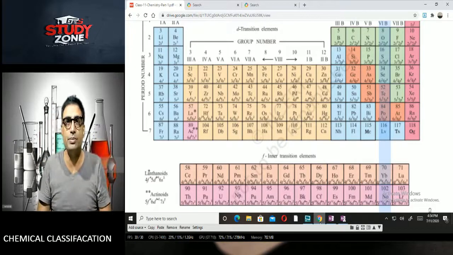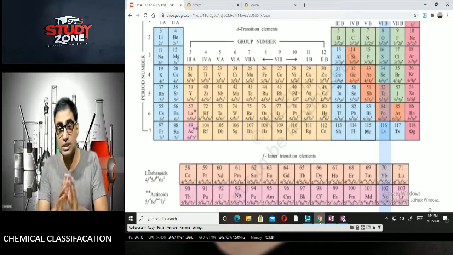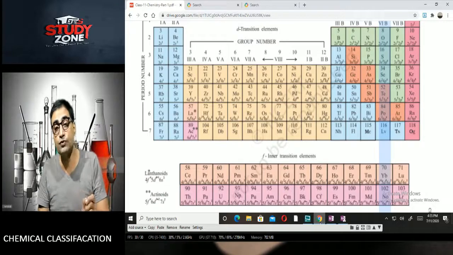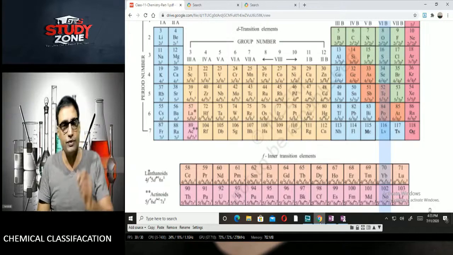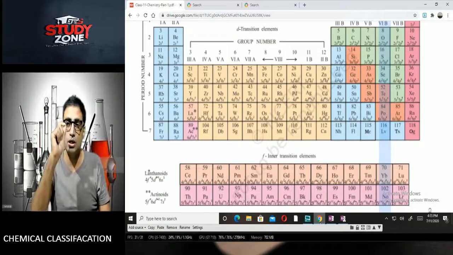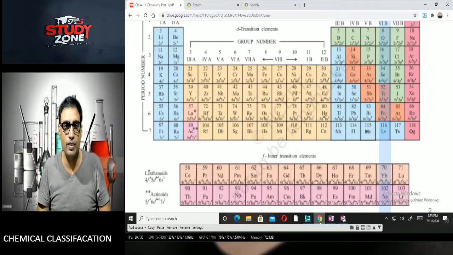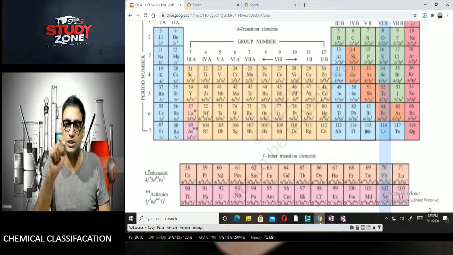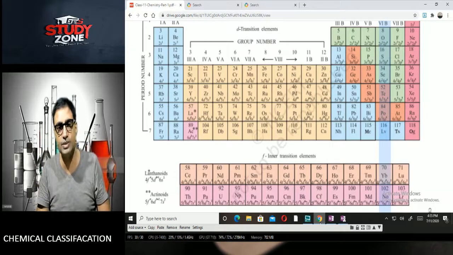After discussing the characteristics of the modern periodic table, we can talk about its merits and demerits. As far as merits are concerned, it is the most successful classification of elements based on their electronic configuration. So if you know the atomic number of an element, you can easily locate that element in the periodic table. It is the most successful attempt of classifying elements based on their electronic configuration.